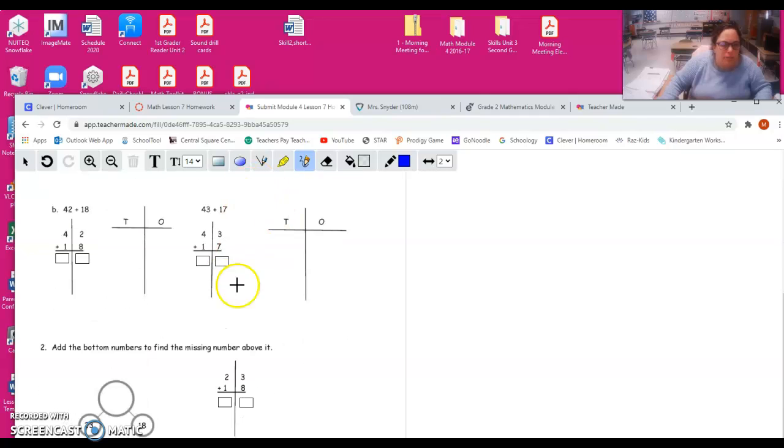And then at the bottom, they want you to add the bottom two numbers together to find the missing number above it. So right here, I did it vertically for you. Fill it in. Make sure when you have to carry your 1, you put it here. And then don't forget to write in your answer here, or you can use the text box and just put your answer in there.